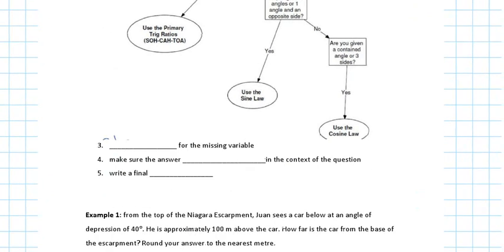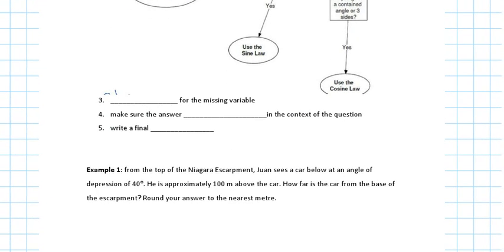Once you decide which you're going to use, you're going to solve for the missing variable. Make sure the answer fits in the context of the question, and write a final statement.